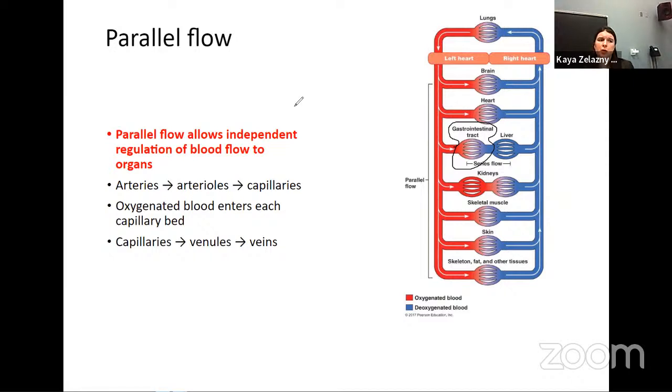Some organs do work together. So there are a couple of systems that are in series, right? So here we see you go to the GI tract and then the liver. So 1, then 2. That would be an example of series flow here. But in general, think about the systemic circuit as all our different organs in parallel.